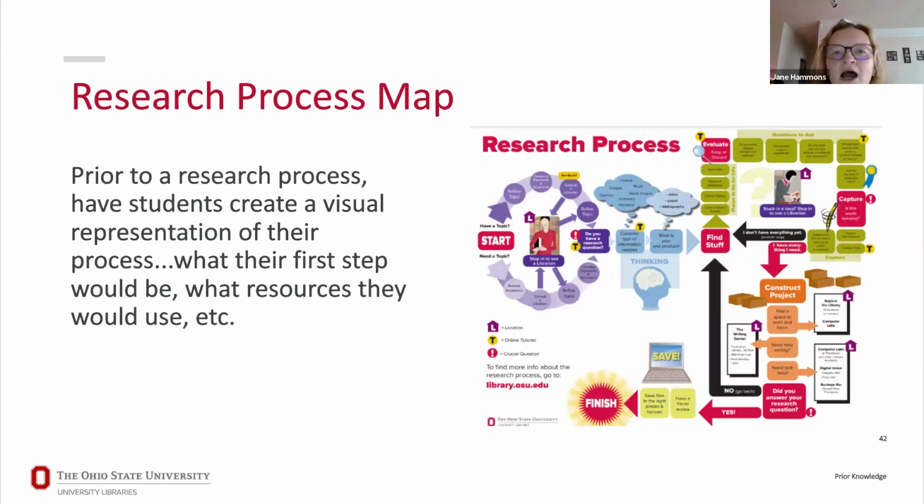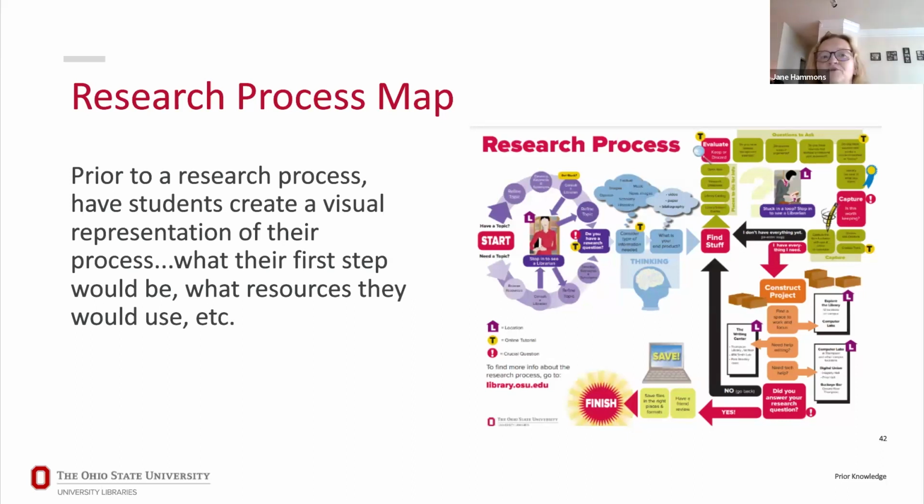Research process map. So what you'll see on the screen here is a version of a research process map that we developed at Ohio State. But you could have students develop their own research process map. So if they have an upcoming research assignment or an inquiry-based assignment, have them create a visual representation of what their process would be, right? Where would you start? What would be the first step that you would take? What would be the next step that you would take, right? How would you actually go through this process? So they create their own research process map. That helps them to identify what they already know about research. And then that helps you to see where there might be gaps.